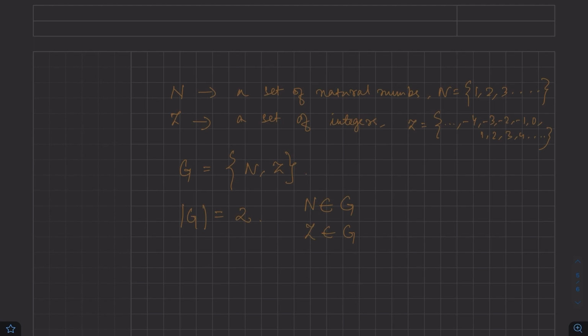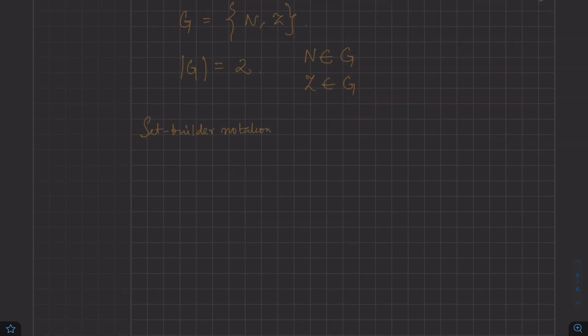We also talked about the set builder notation. Let's take some examples. The set of all n such that n is a prime number starts from 2, 3, 5, 7, 11, and it goes on and on.